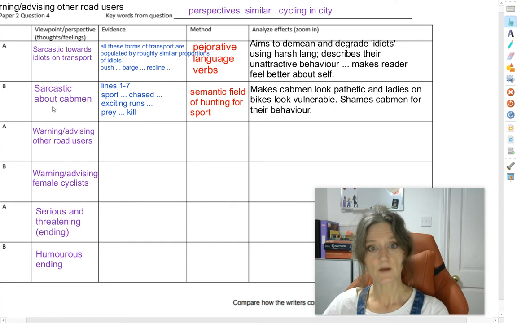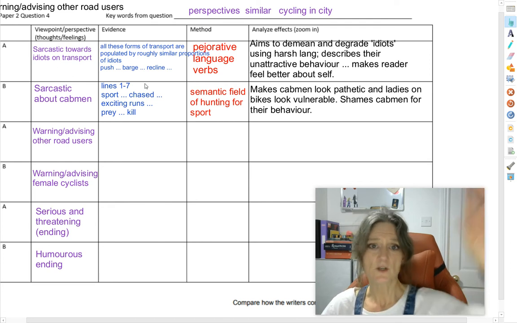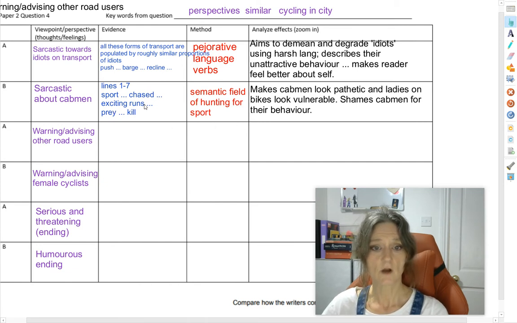Right, so she's sarcastic about the cabmen, and she is sarcastic all the way through lines 1 to 7. That's a really long quotation. You can't copy that whole quotation out in your exam. So what you can do is just pick from lines 1 to 7 when we come to write the paragraph up properly. She also uses verbs, so really similar to what he's doing here, but it's also from the semantic field of hunting. So we've got chased, runs and kill. Those are verbs. We've also got sport, exciting, and prey, this idea of running for your life.